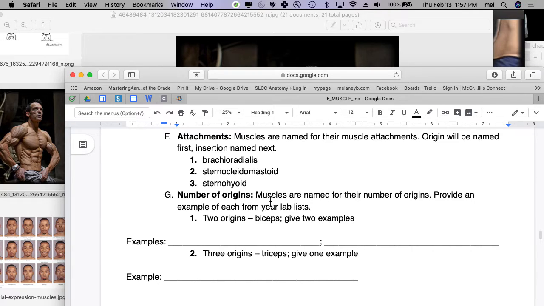Sternocleidomastoid. Okay, so this one is also named for its attachments, origins first and then insertion. Sterno, cleido implying clavicle, mastoid process of the temporal bone. Good. Okay, I want to play with this one a little bit. I want you guys to practice because it's a weird ass muscle. You're going to learn it next week.